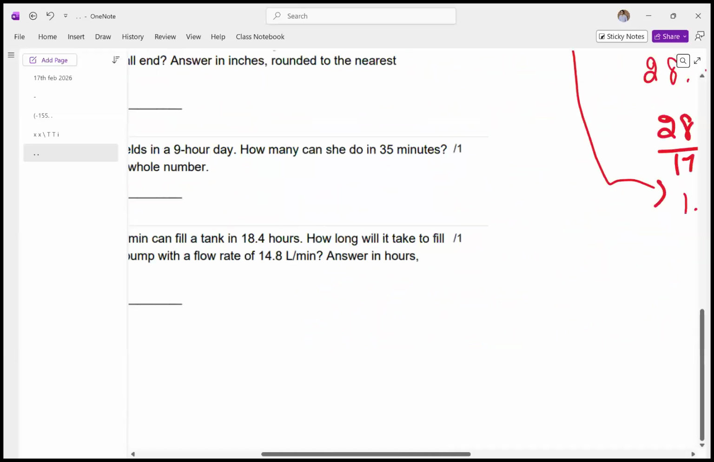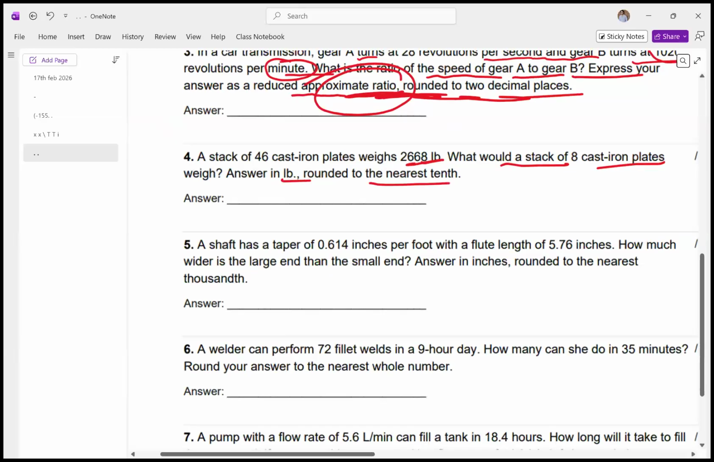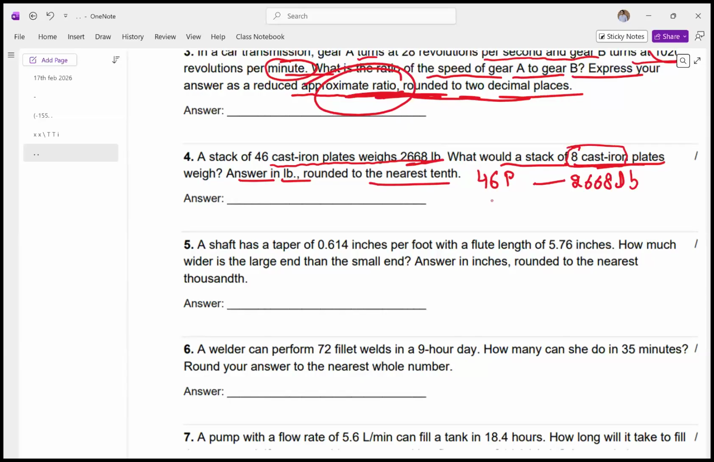So let's look into this one. The stack of 46 cast iron plates weighs 2,668 pounds. How much will a stack of 8 cast iron plates weigh? And we want to round the answer to the nearest tenth. So first of all, I will write down what is given to me. So 46 plates weigh 2,668 pounds. And what would be the weight of 8 cast iron plates? 8 plates will weigh how much?